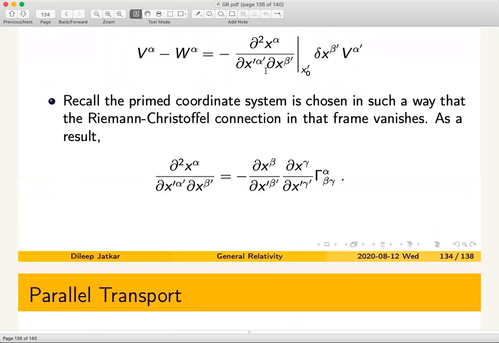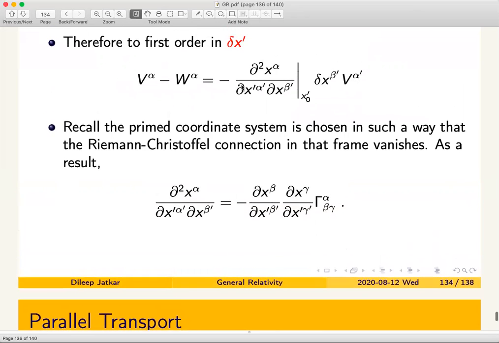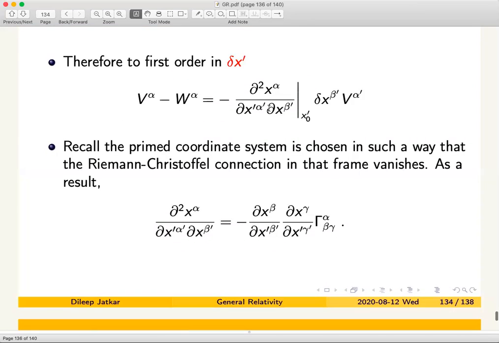But maybe I can stop here and we can start the next lecture. We could pick up the thread from here. We need to use some properties of the Riemann tensor and connection to replace various terms here. Any questions?